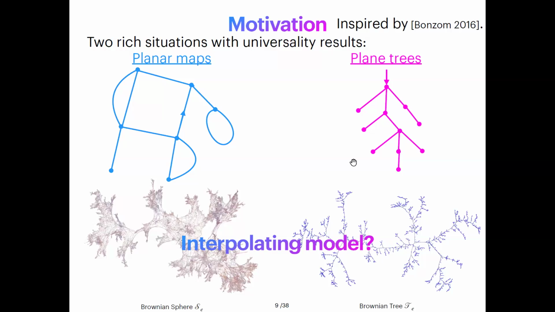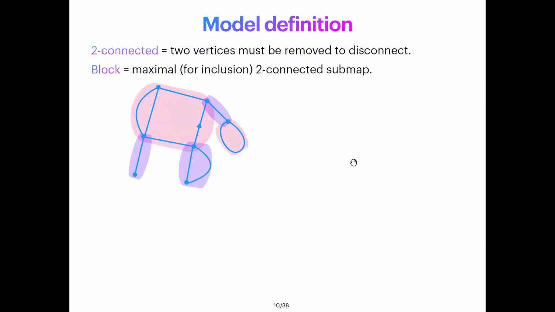And the tool we'll be using for this interpolation is block weighing. What a block is, in fact, is a 2-connected component. You might be familiar with connectedness for graphs, which means that we need to remove at least one vertex to disconnect. 2-connectedness is when two vertices must be removed for disconnection. And a block will be a 2-connected component maximal for inclusion. So here, for example, is a map decomposed into blocks.